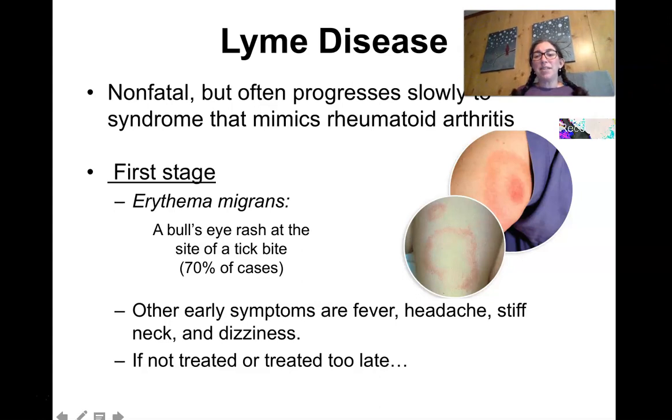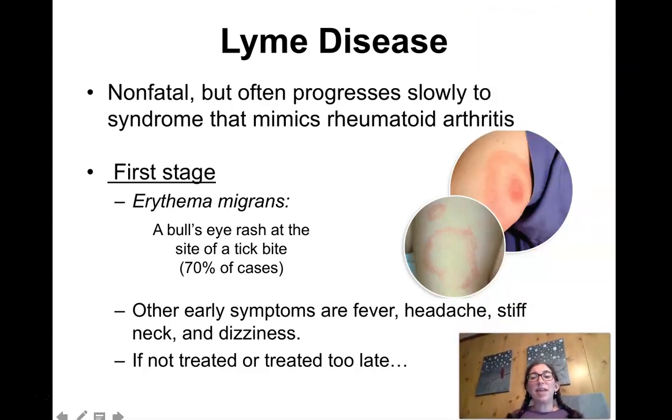Another one that affects the lymphatic system is Lyme disease. Lyme disease is usually not fatal, but it can cause a very long-lasting chronic syndrome that's similar to rheumatoid arthritis and causes joint pain. In the beginning, you get it from a tick bite. It's a bacteria, we'll see.